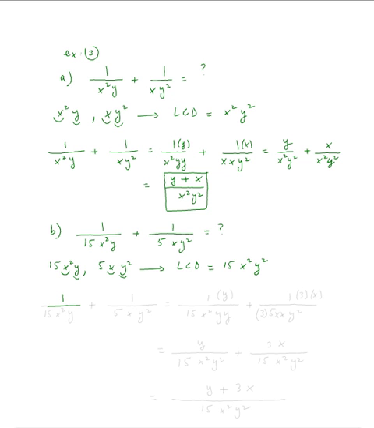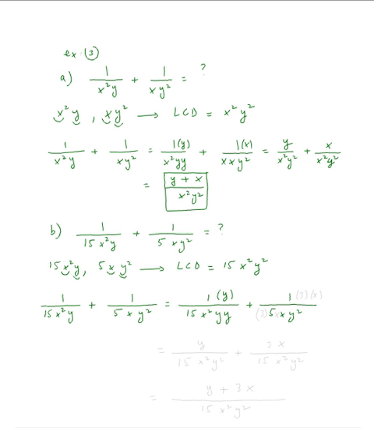Now 1 over 15x squared y plus 1 over 5x y squared is equal. So let's just rewrite it: 1 over 15x squared y plus 1 over 5x y squared. Now we know the least common denominator is 15x squared y squared. So I'm missing a y here. So I multiply the top by y.